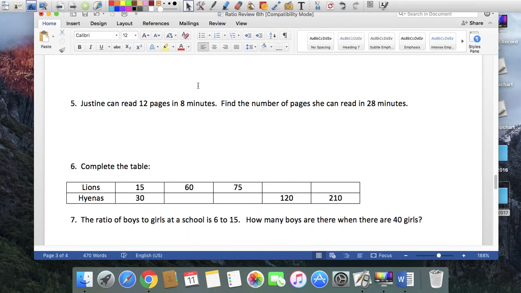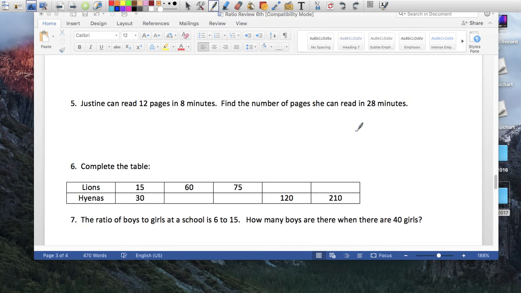Okay, for number four. Five. Let's see if I did five. Yeah, you're going to get number five. You're going to get 42 pages in 28 minutes. Pages in 28 minutes. That's what you're going to get.